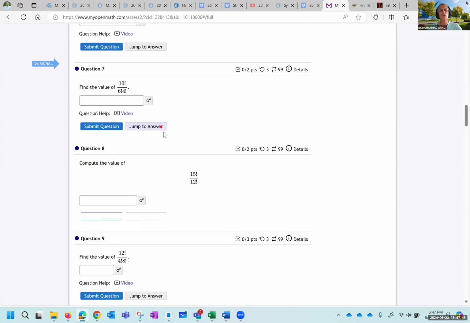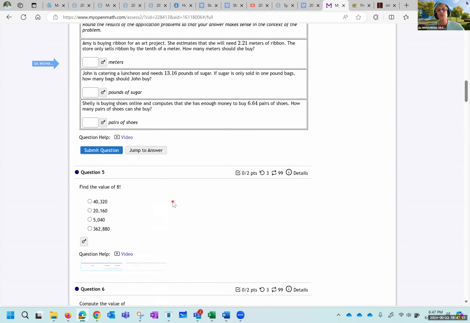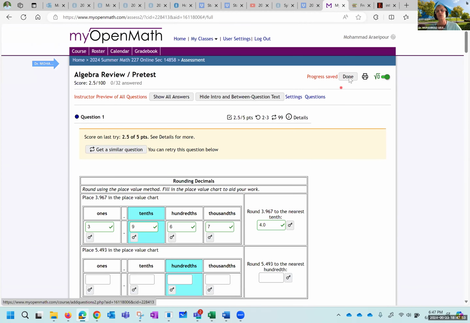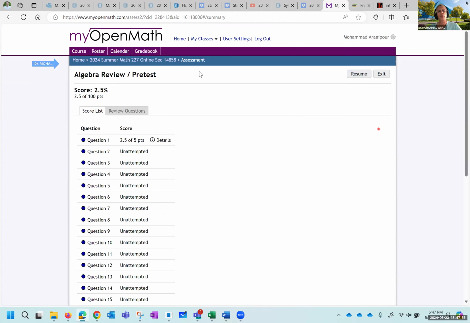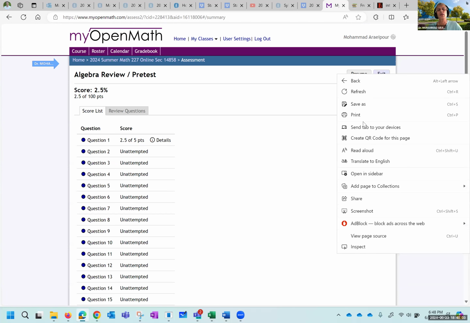And this is about factorials. If I do this and if I learn this question, I should have no problem with this. And that was the thing I wanted to show you. So again, look, the first question, I got half of it right, and it's registered. I can resume or I can exit.